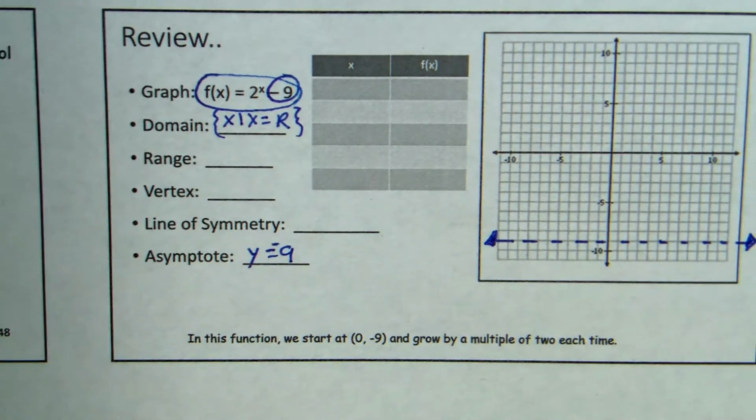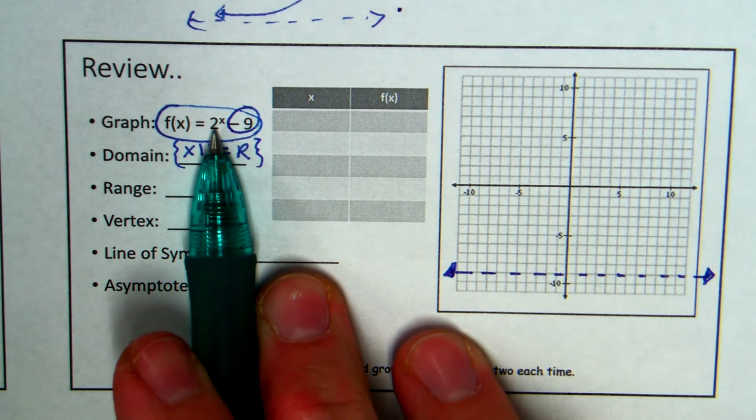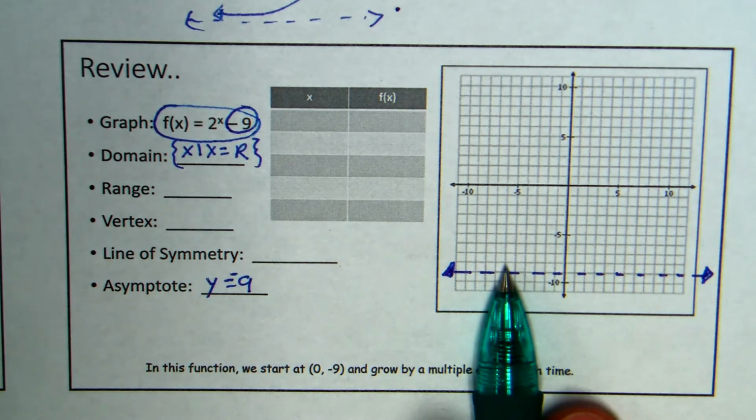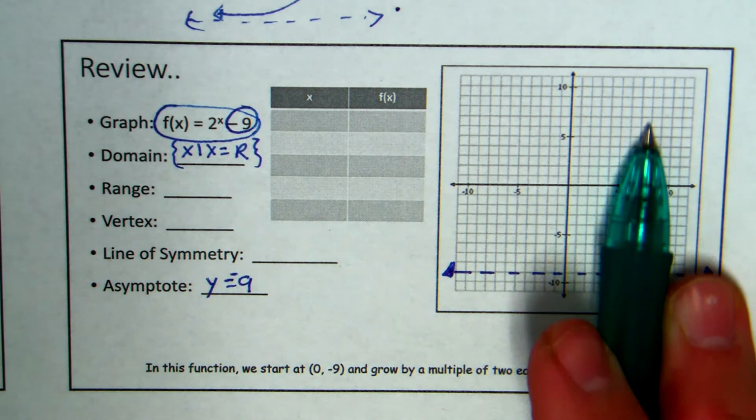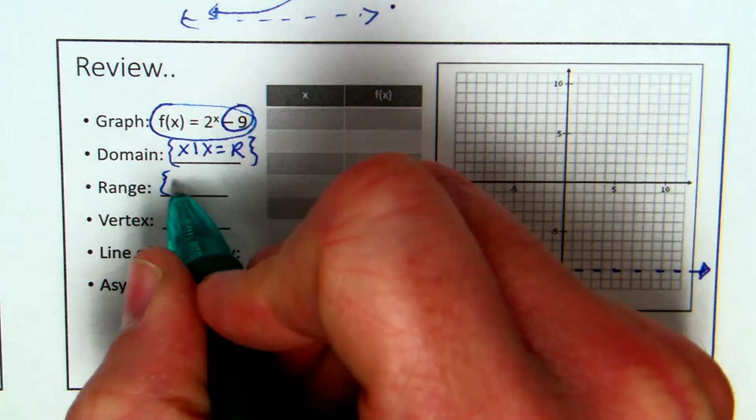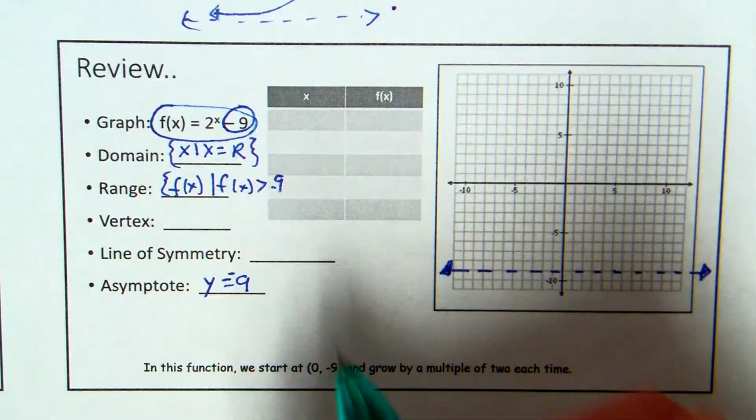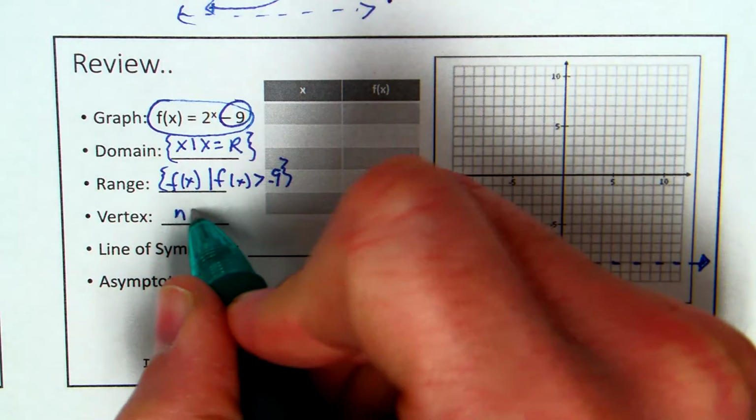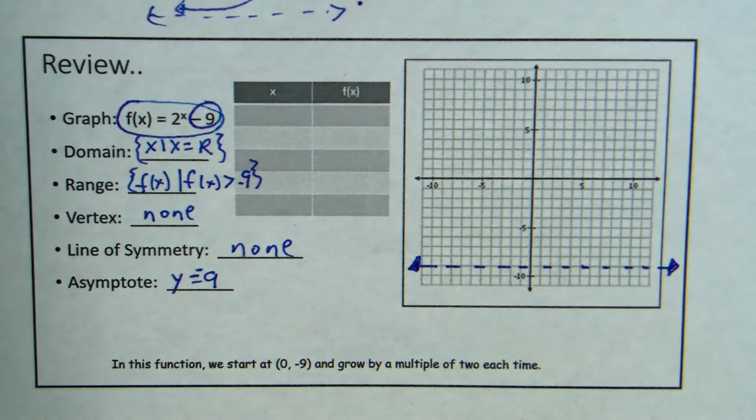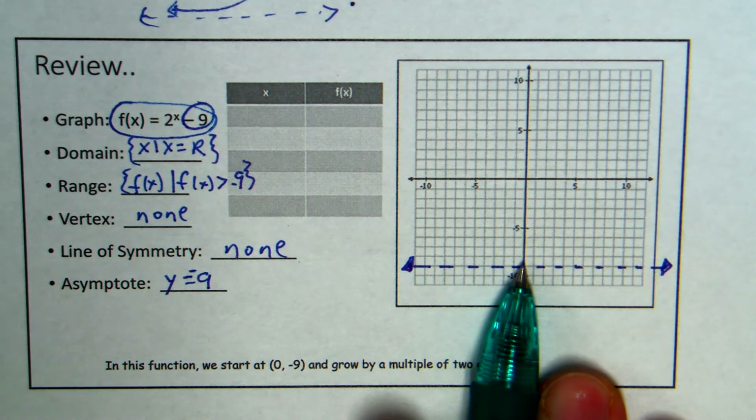And there you go. Since I have a positive 2, I know that my graph is going to have something doubled every time. Doubling is getting bigger, so I know that I'm going to start off small, and I'm going to grow faster and faster. Because of that, my range is going to be above this line. All f of x, as long as f of x is greater than that -9. This type of function does not have a vertex, it does not have a line of symmetry, and so that information is complete.